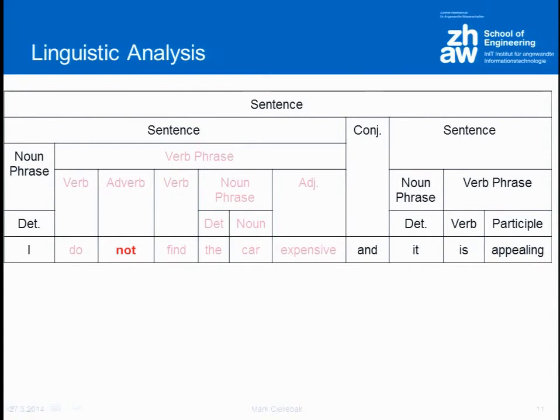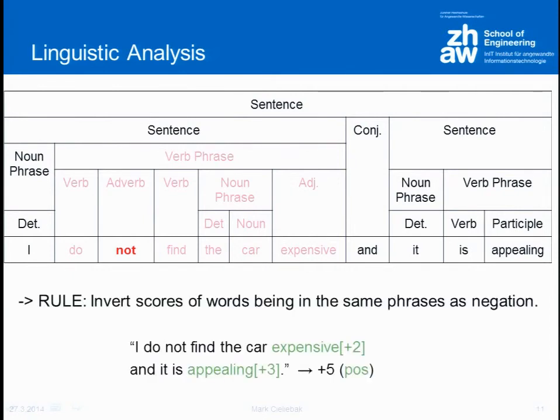I have a sentence here, and for every part of the sentence, I just annotate with some tool which does it automatically which kind of sentence structure, sentence component it is, and then I have this verb phrase, which is interesting, which goes from "do not find the car expensive," and then I have another noun and verb phrase, "it is appealing," and now I have the structure of the sentence, and now I can do my inversion of the score. So I can say, okay, I invert that phrase because it is negated, and this is not negated, and then I get this plus 5 for positive because it's correct.